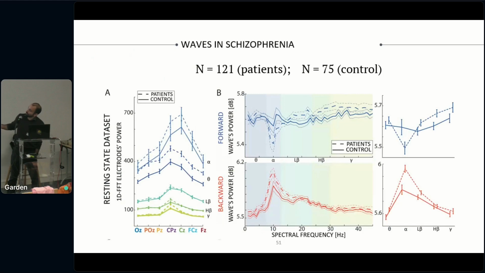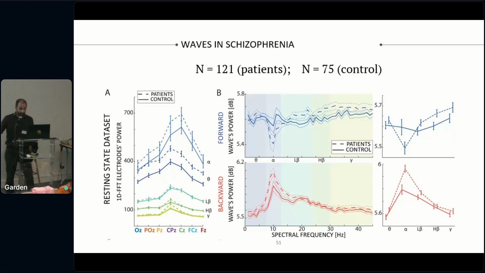So we had 121 patients and 75 controls who spent 5 or 10 minutes in resting state, with closed eyes. On the left, we have the power for each electrode. So this is the 1D FFT, no traveling wave, just the raw power. The solid line is the control for each frequency band: alpha, theta, low beta, high beta, and gamma, and for each electrode. Overall, there is more power in alpha and theta, for example, in the patients.